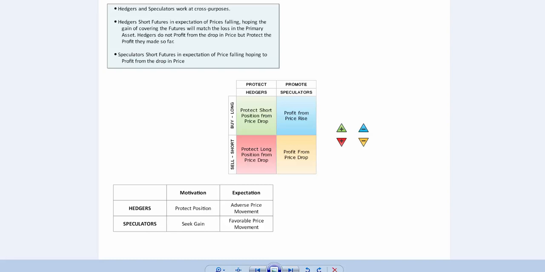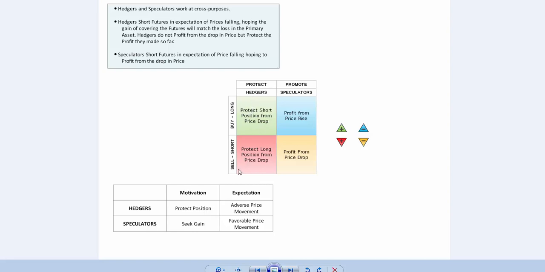Speculators go long or short futures in the expectation of price rising or falling, hoping to profit from the drop or rise in price. So hedgers protect. They protect their shorts or they protect their positions from price drops.